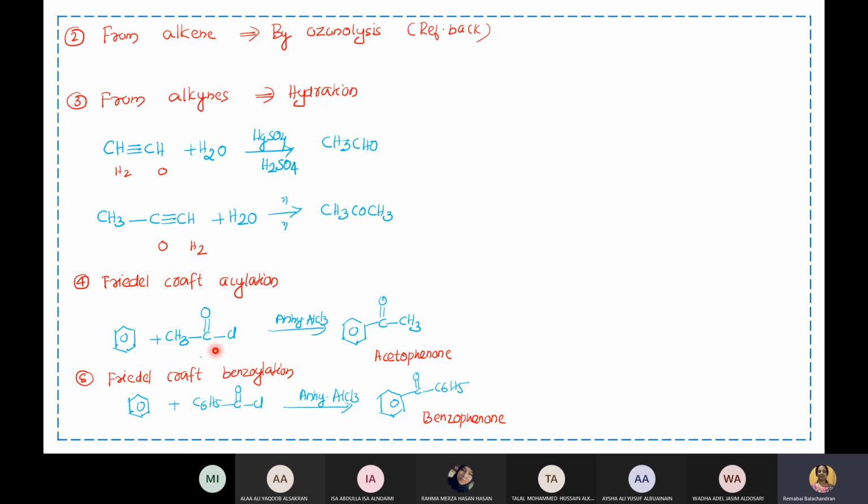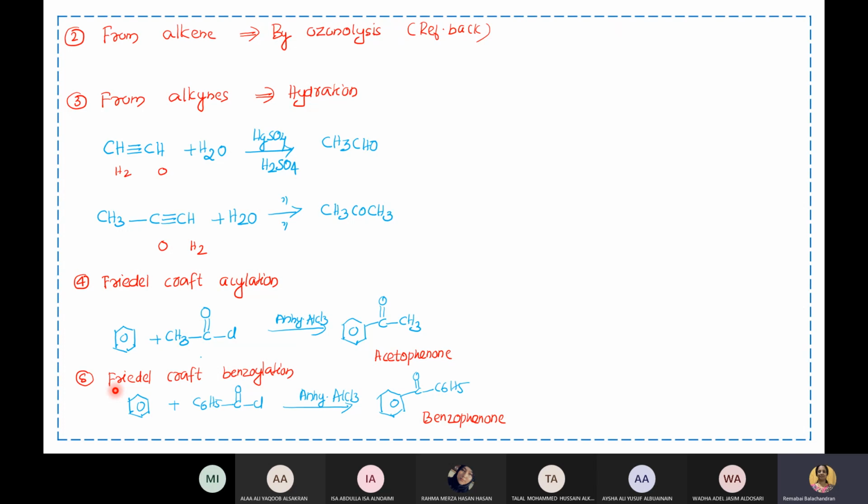Now you remember Friedel-Crafts acylation. Do you remember this reaction? Yes, it's in chapter 4. Those who studied chapter 4 will find it very easy. That's why I told you, if the beginning of organic chemistry is good, it will be very easy because so many equations are repeated. So you will get acetophenone.